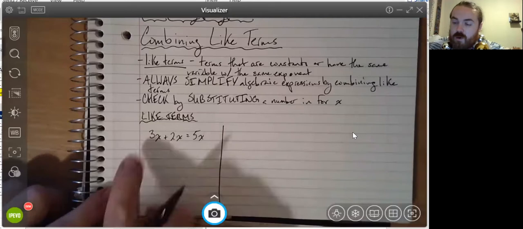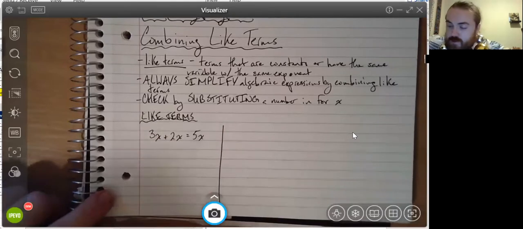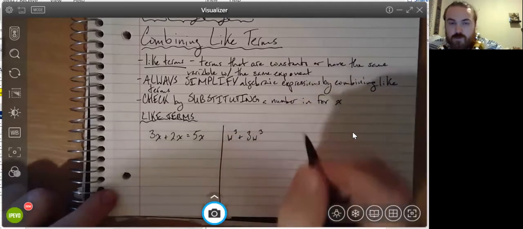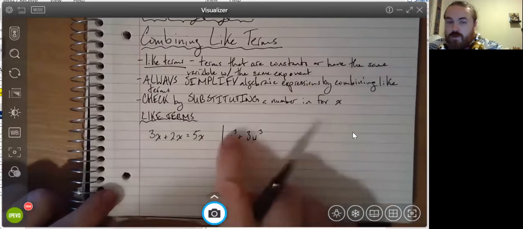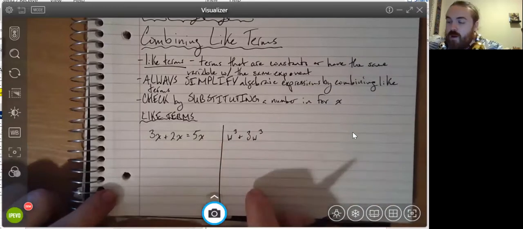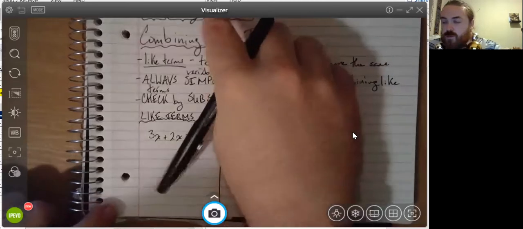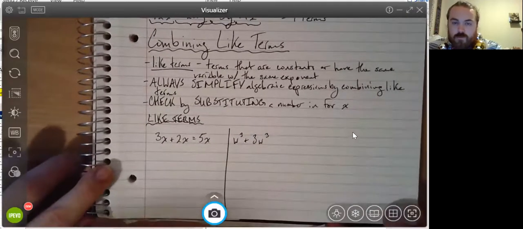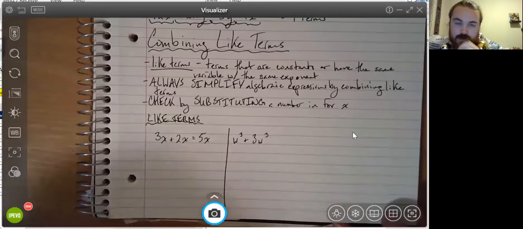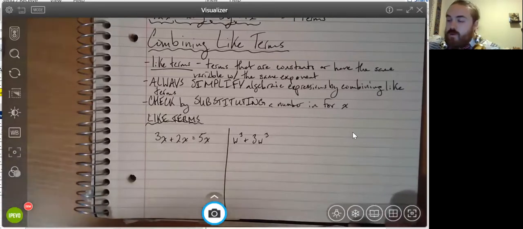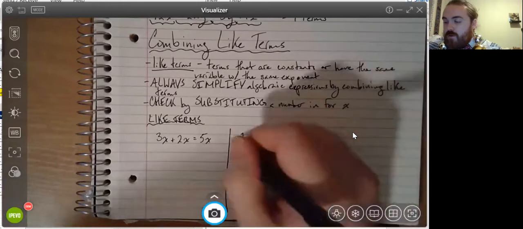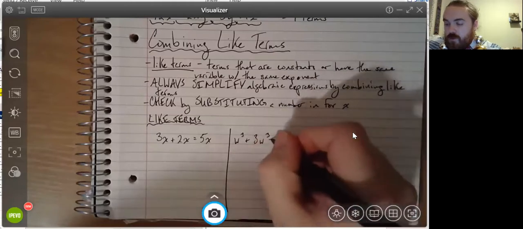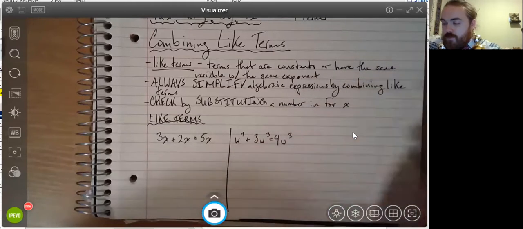We could also have variables with a higher exponent, as long as it's the same. W cubed plus 3w cubed. Again, because both are the same variable, w, and the same exponent, 3, we can add them. And now remember what I said earlier, and what I think you guys should know from sixth grade, that any variable, if you see it by itself, should have the number one in front of it. So this is really 1w cubed plus 3w cubed. And we just add the coefficients. 1 plus 3 is 4. So we get 4w cubed.